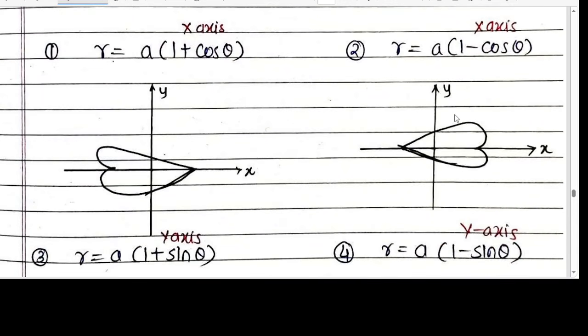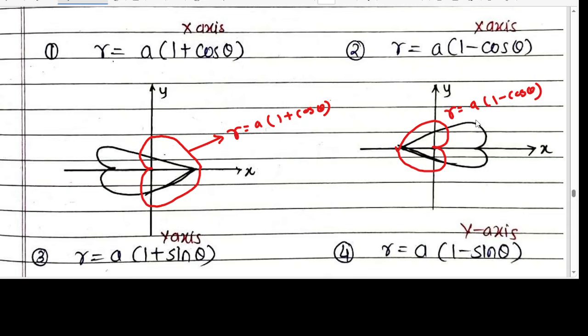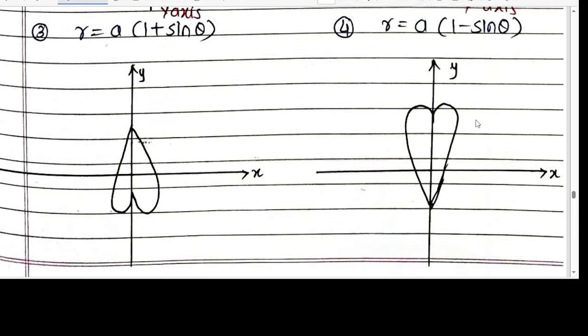Cardioid. This is very, very important. So generally, we can write it like this, right? You can start from the origin. This is the equation R is equal to a into 1 plus cos theta, and this is the equation R is equal to a into 1 minus cos theta. Right, this is a cardioid. The rest you don't consider right now. There are many special cases here.